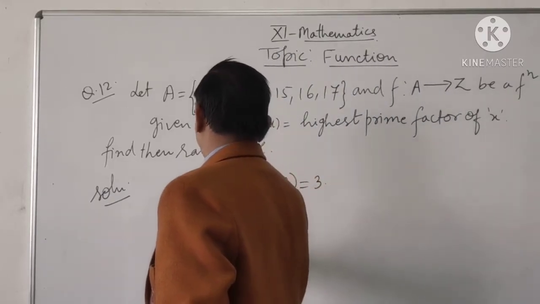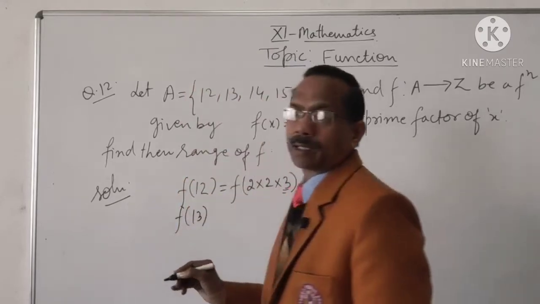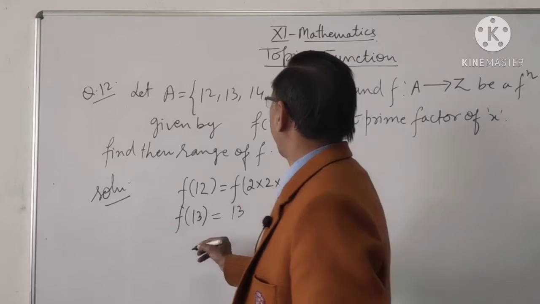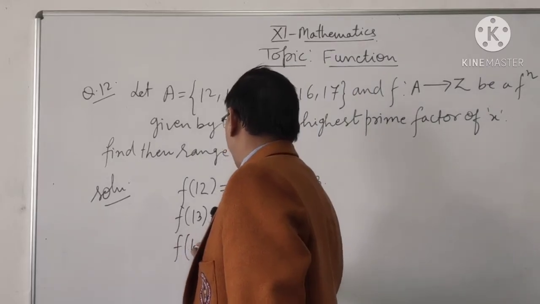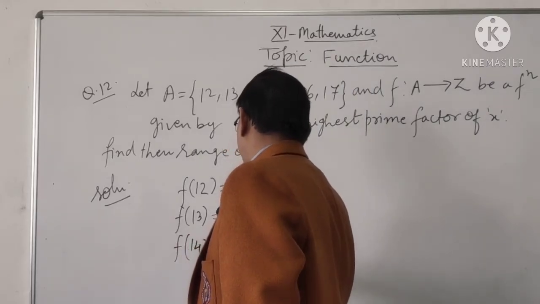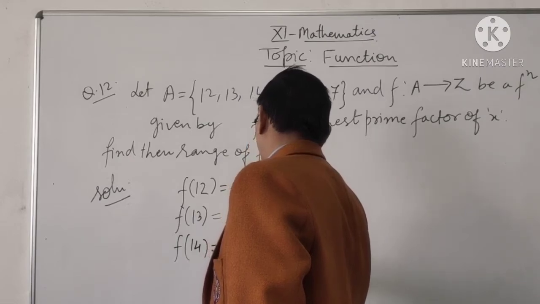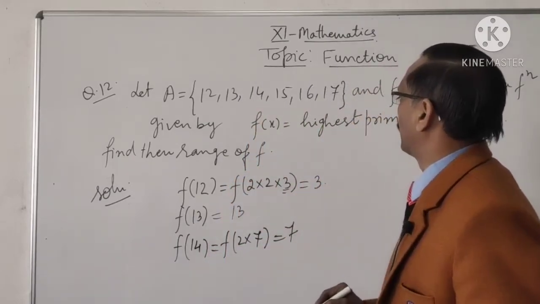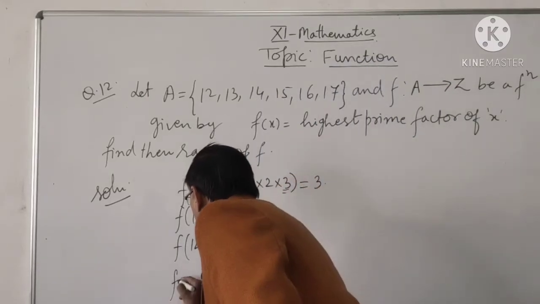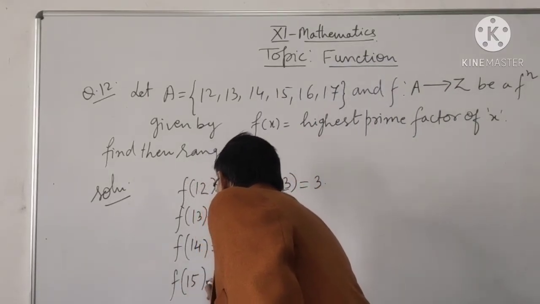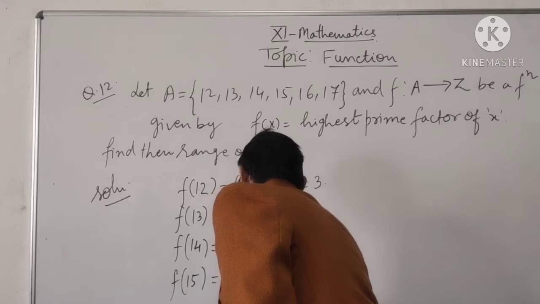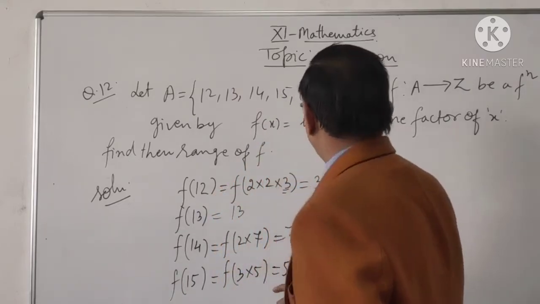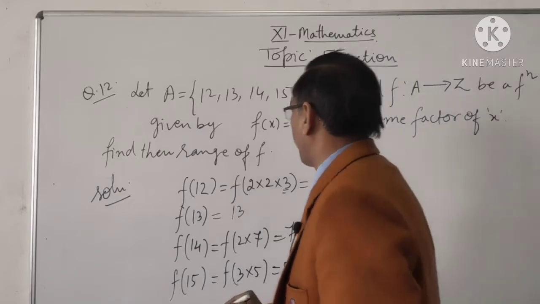Then f(13): 13 is a prime number, so it is 13. f(14): it is 2 into 7, and 7 is a prime number, so it is 7. f(15): it is 3 into 5, so the highest prime number is 5.